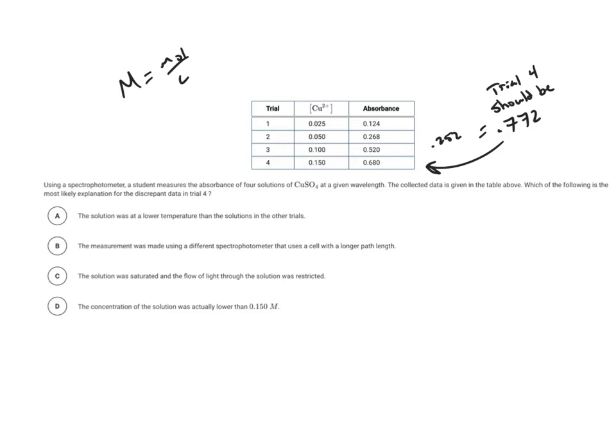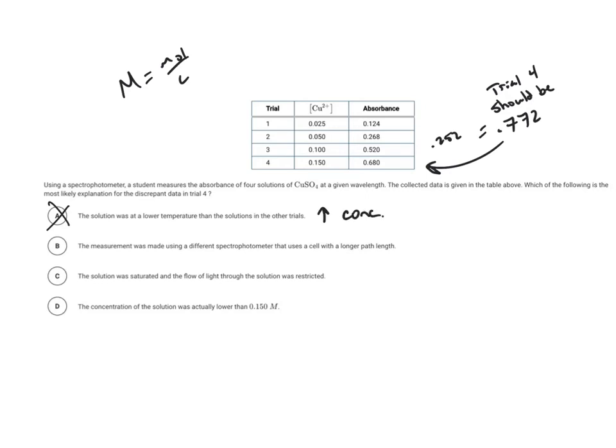And so technically, as temperature goes up, concentration goes down. Now if temperature goes down, concentration goes up. So in A, it said that the solution in trial 4 was at a lower temperature. If it was, the concentration would actually be higher than it should be, but it's actually lower than it should be. So we can toss out option A because this is opposite. A temperature increase would result in a drop, and a temperature decrease would result in an increase in concentration.